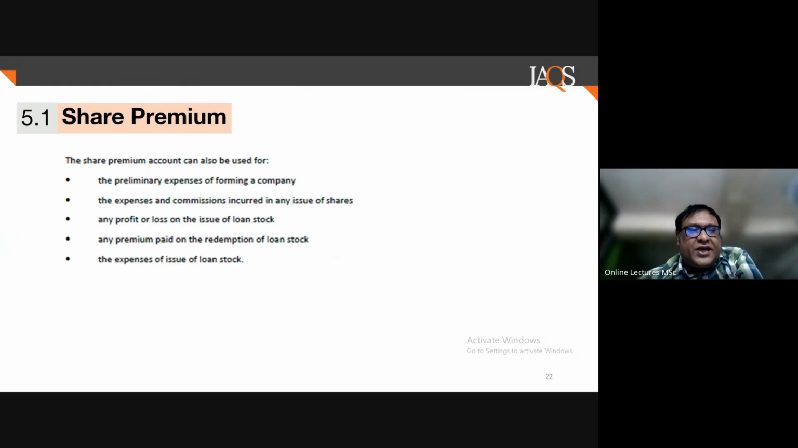These are the usages of share premium account. As per the Companies Act, share premium can be used for these purposes: adjustment of preliminary expenses, commission on shares. These are like flotation costs. Also, any loss or premium on redemption of loan stock, debt. So any kind of flotation cost which is incurred for raising long-term funds, share premium can be used to set off the figure. All good, Tom?